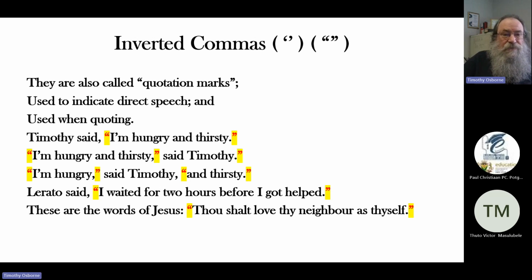Okay, Lerato said, "I waited for 2 hours before I got helped." Perfectly straightforward. Once again, direct speech. And here you have the quotation marks around a quote, the inverted commas around a quote. And it's a famous quote from the Bible. And there you can see it: "Thou shalt love thy neighbor as thyself." And you notice it begins with a colon, or it's indicated by a colon that it is a quote.